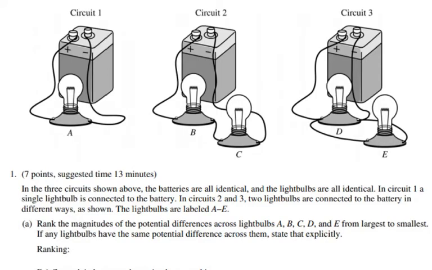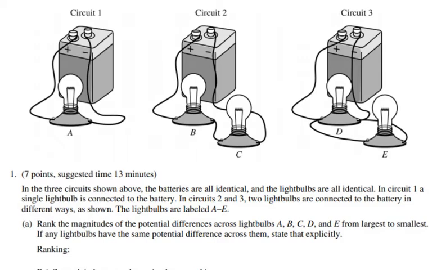This FRQ question is from 2017 AP Physics 1, and now circuits are taken out of AP Physics 1 and they're covered in AP Physics 2 only. So in this problem, they say in the three circuits shown above, the batteries are all identical and the light bulbs are all identical. In circuit 1, a single light bulb is connected to the battery.